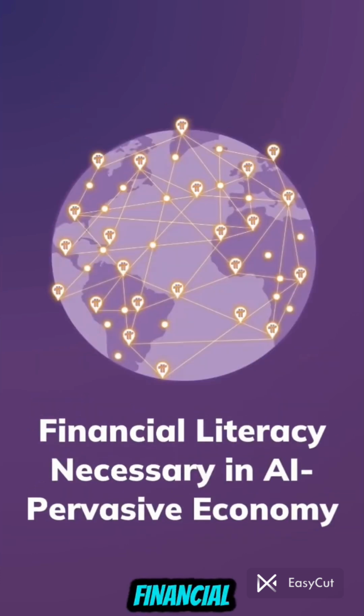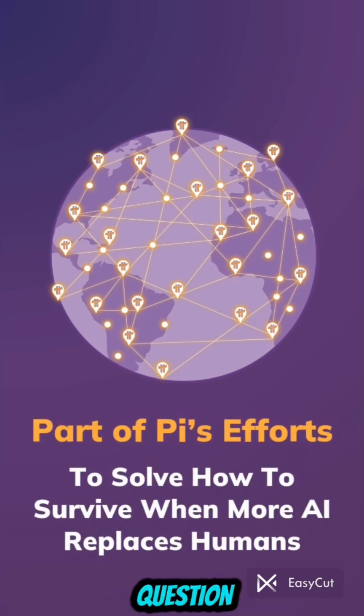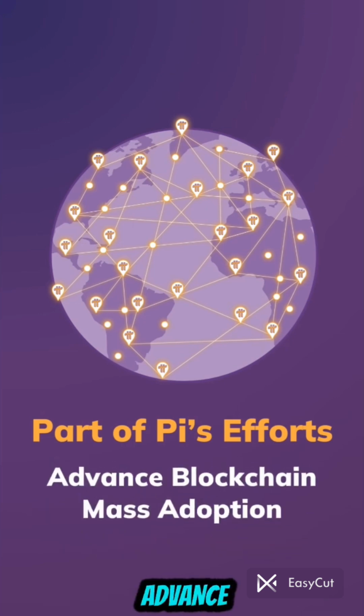Pi believes financial literacy is necessary for people to live in an AI-pervasive economy, so educating pioneers globally about these new financial mechanisms in a safe environment is part of Pi's efforts to solve the world's question of how individuals can survive the era where more AI replaces humans, and to advance mass adoption of blockchain technology.